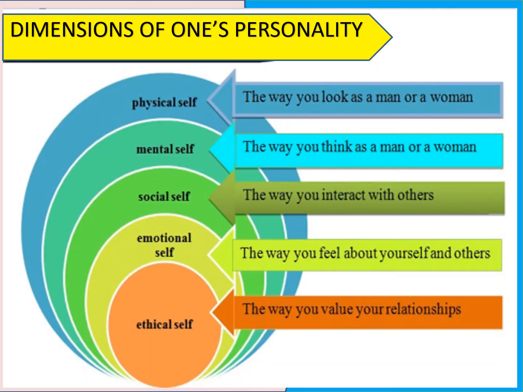So let's come now to the dimensions of one's personality. The first dimension is the physical self. It is the way you look as a man or a woman. Mental self, the way you think as a man or a woman. Social self, the way you interact with others. Emotional self, the way you feel about yourself and others. And the ethical self, the way you value your relationships. So these are the dimensions of one's personality.